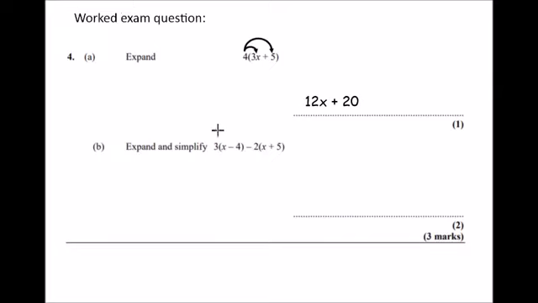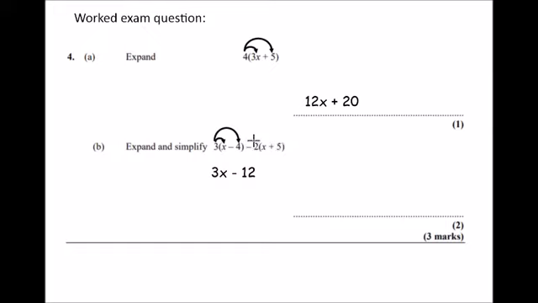So dealing with the first bracket, 3 times x, and also 3 times this 4. So 3 times x is 3x. There's a minus, so we have a minus. 3 times 4 is 12. Now let's be careful here, because this isn't just 2 times x, it is minus 2 times x.